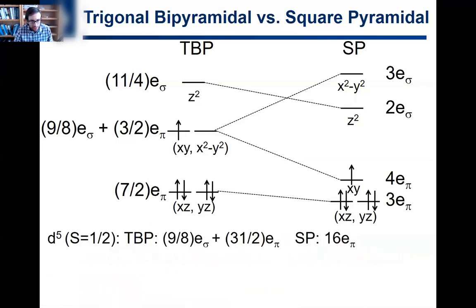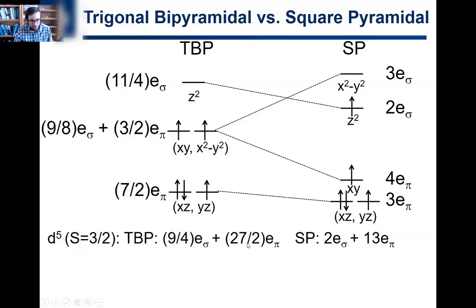All right, so let's go on to d5. For d5, we can do spin 1/2. This is a doublet with one unpaired electron. And you can see TBP clearly is higher in energy, so square pyramidal is going to win. You have this 9/8 e sigma factor that's just going to dominate the energetics here.